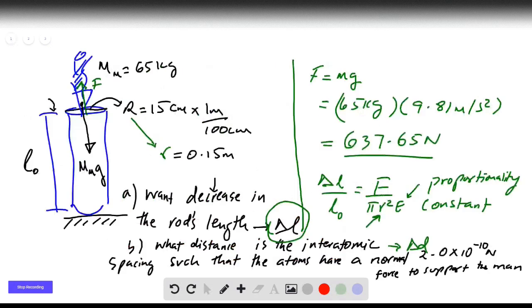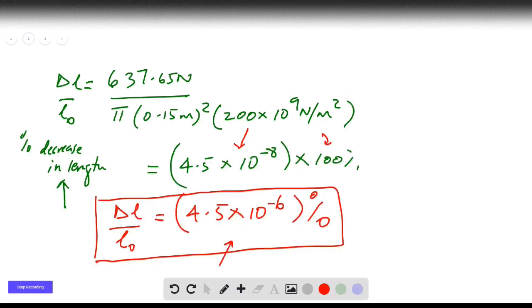So once again, just a quick recap. There are two different quantities we want to compute. The first one is the change in length, or percentage decrease in length, when the man steps on top of the rod. And then the second thing we want to compute is the change in the distance between the atoms. The normal force between them, this should be 2.0 times 10 to the negative 10. And so we end up getting delta L over L naught, the percentage change, as 4.5 times 10 to the negative 6 percent.